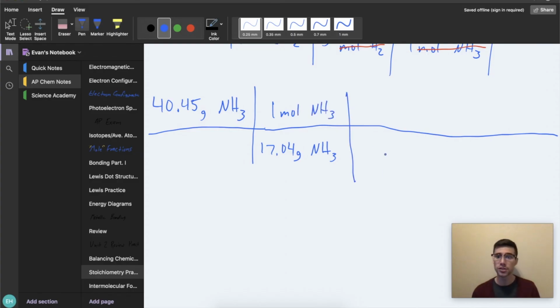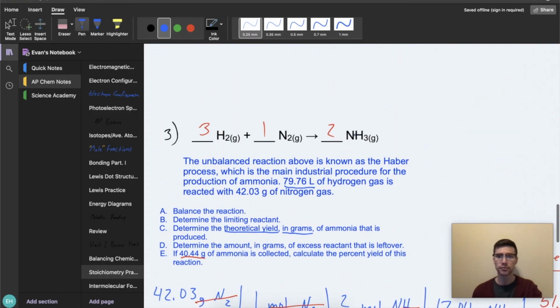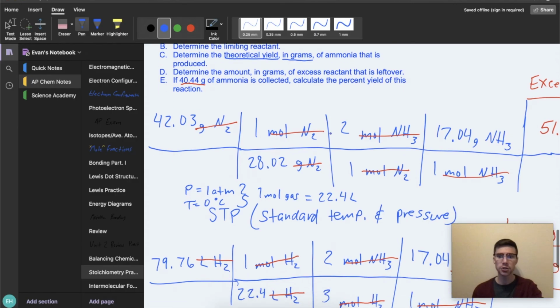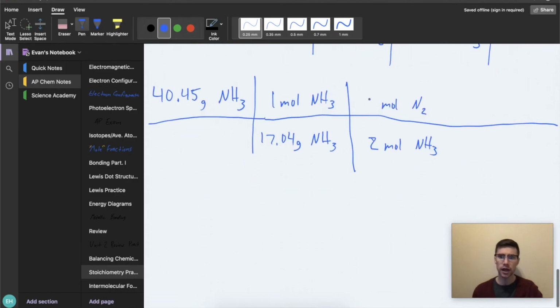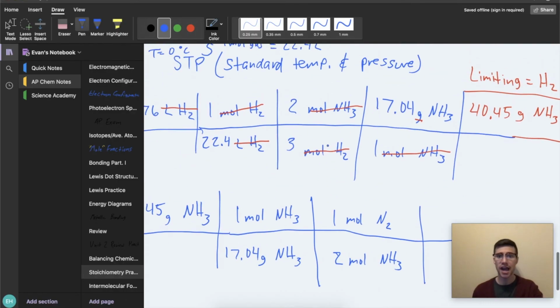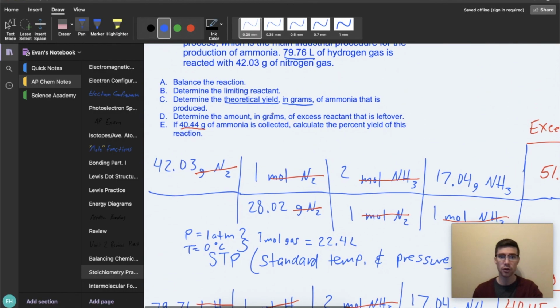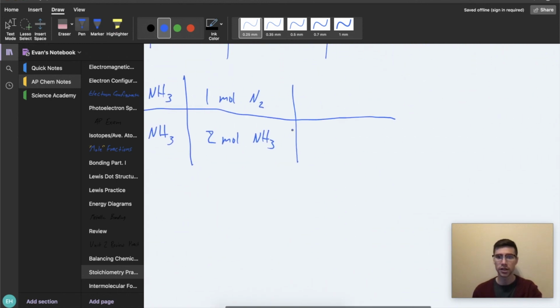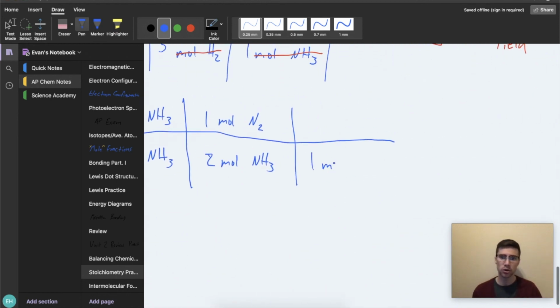We know that we need moles to convert from one substance to another. So moles of NH3 to moles of, again, our excess here is N2. So what are our coefficients? 2 for ammonia, 1 for nitrogen. So 2 and 1. And here, because it's asking us what is the excess in grams, we need to convert to grams. So 1 mole of N2 is the same thing as 28.02 grams of N2.